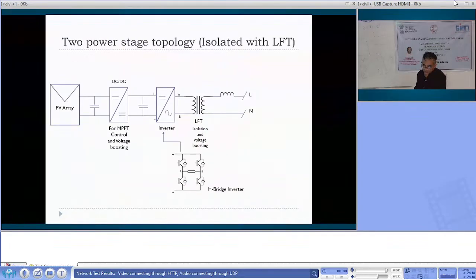Then two stage. In the two-stage system, you have again one DC-DC converter for MPPT, then the inverter, and then the low frequency transformer. There is no unfolding circuit. You have a simple H-bridge inverter. You know its function: when these two switches are on, you get positive, and when these two switches are on, you get negative. So you get a pulsed waveform. At most you can produce a square waveform.